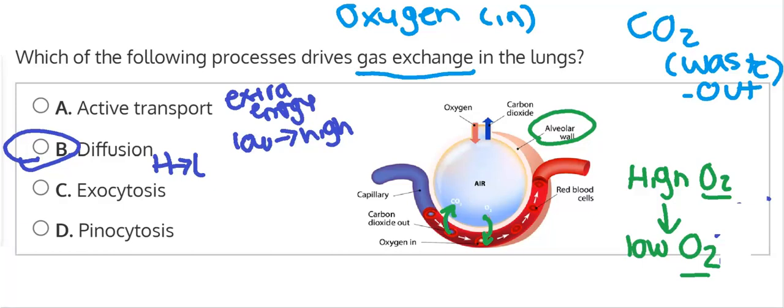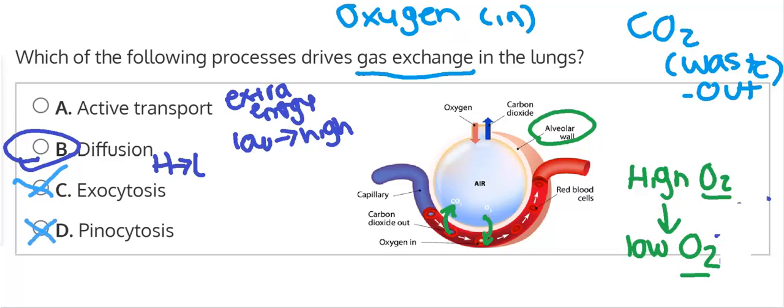Option C, exocytosis. This is referring to exporting materials out of cells via vesicles. So this is a different process than what we're discussing here. We can eliminate that. And then D, pinocytosis. This is a type of endocytosis, which is kind of like the cell drinking fluids. So not related to gas exchange. This is a different process.